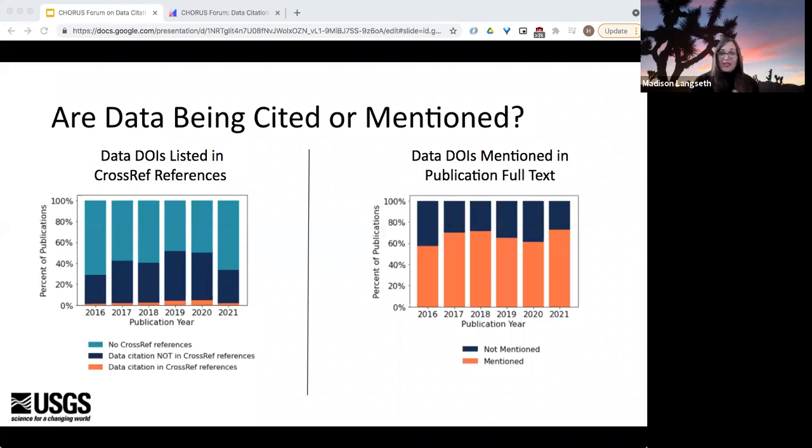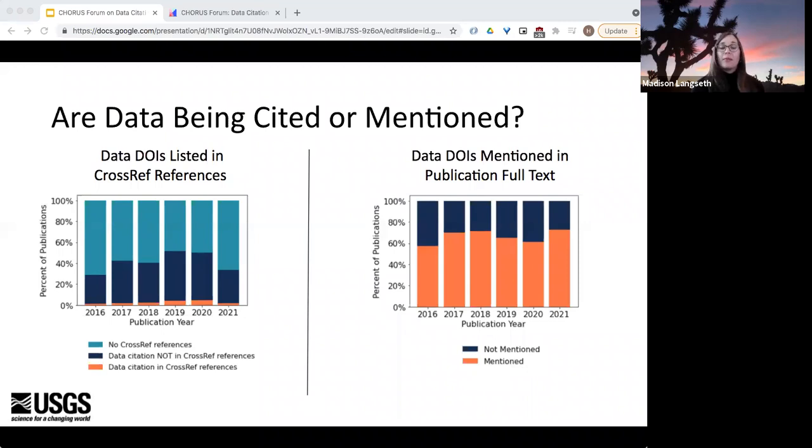So we are using these USGS researchers and their associated publications as a proxy to assess how researchers in general might be citing or referencing data in publications. We found that a little over 70% of these publications are indexed in XDD. So right away, we know that XDD does not index all of the publishers relevant in our domain.